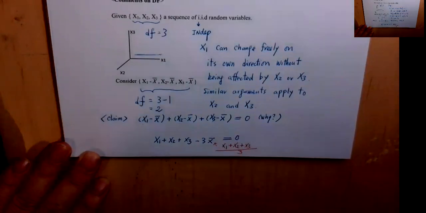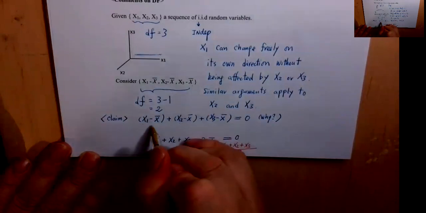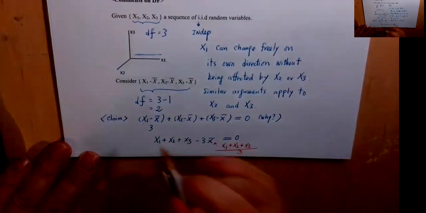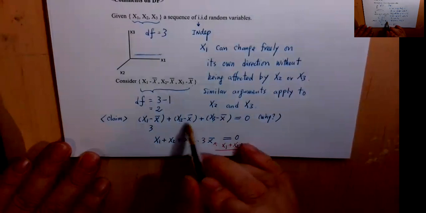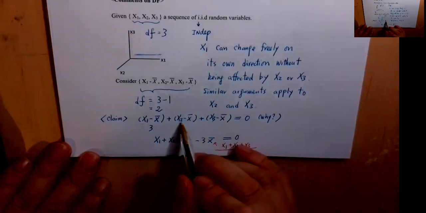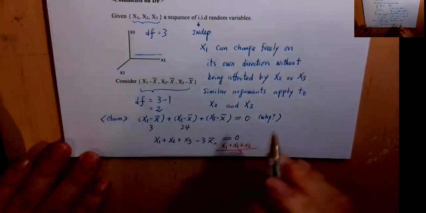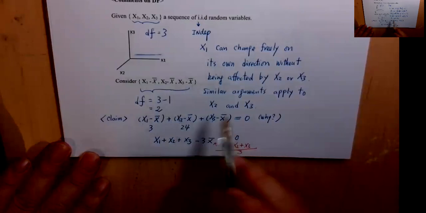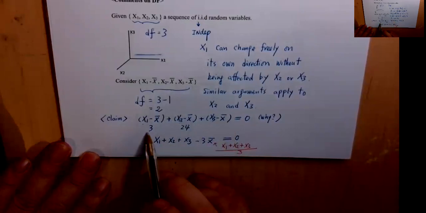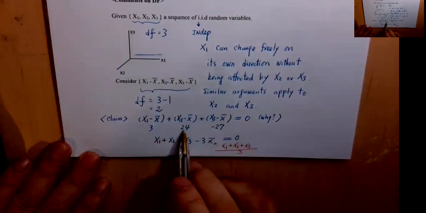Equal to 0. That is to say, if this one changes freely, say I ask a student to assign any number they like for this one, and the student says 3. So the first student says 3, and I ask a second student, give me any number for x2 minus x bar. The second student says 24. Then the third term, x3 minus x bar, cannot change freely, right? The third term has to be minus 27, so they can add up to 0.